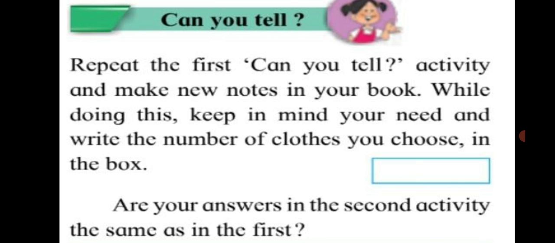Now, when you write the number of clothes you choose in the box, are your answers in the second activity the same as in the first? Definitely not. After we realize that there are people who need clothes and they have minimum, and we go on with a greed, we need to reduce that. So, in the second activity, definitely our number of clothes will be less. So after this activity, we may find that the number of clothes we wish to have is rather large.